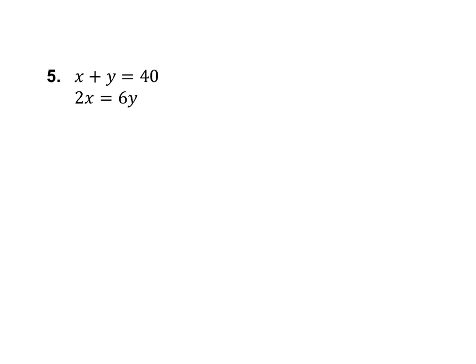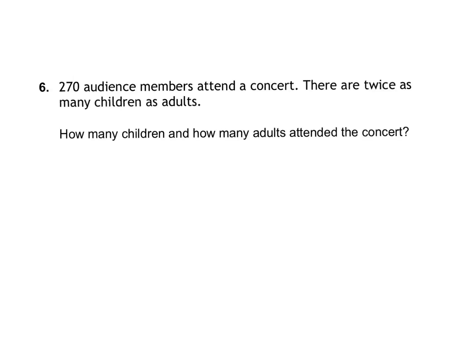All right, so for time purposes, we're going to skip question number 5. All right, question number 6. It says 270 audience members attend a concert. There are twice as many children as adults. How many children and how many adults attend the concert?